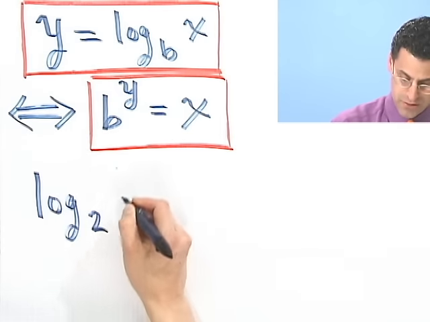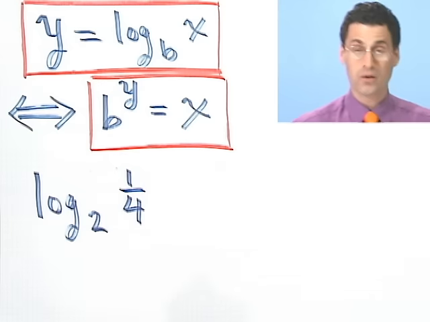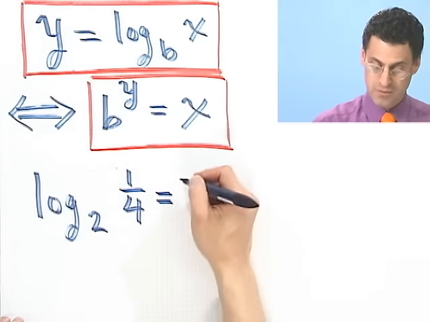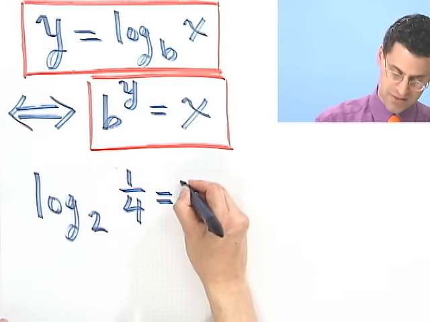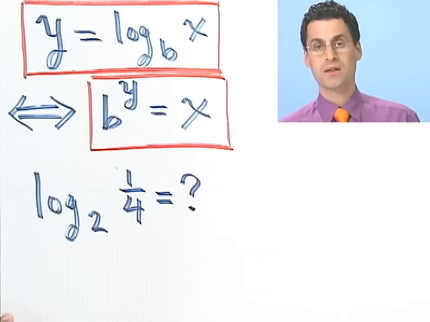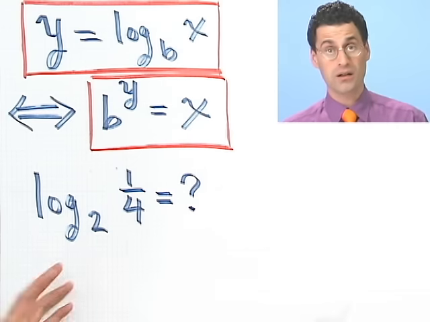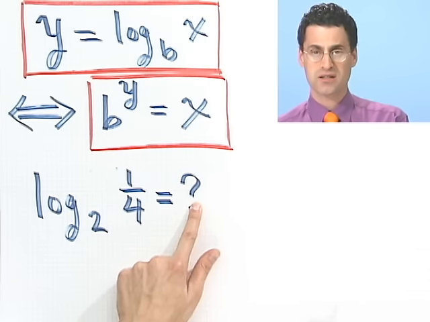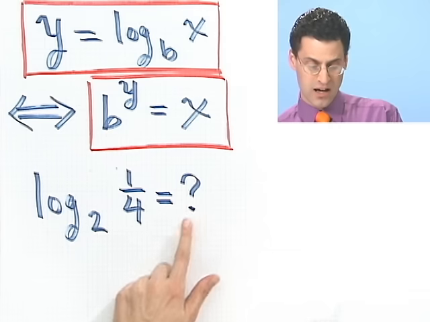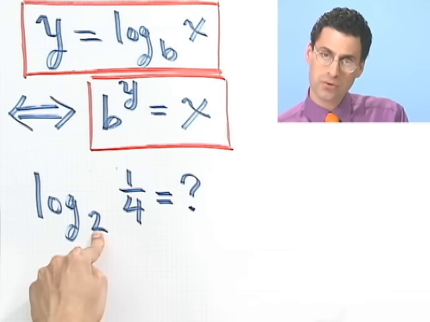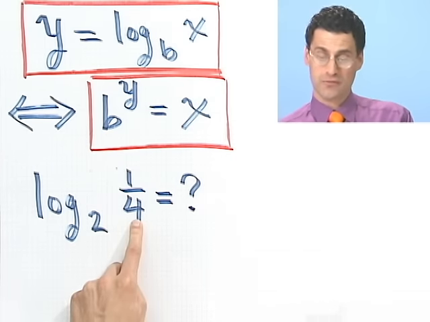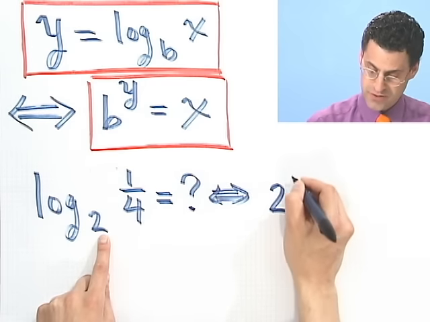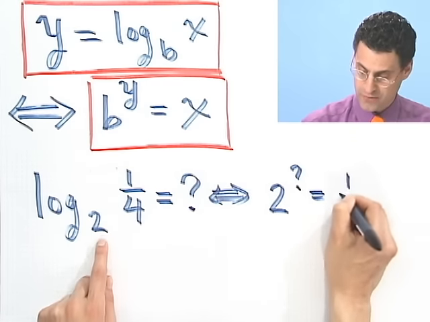All right, let's try some tricky ones. Log base 2 of a fourth. What in the world does that equal? Well, let's call that thing question mark, or you could call it y. I'll call it question mark just because I think it's sort of fun. What does question mark equal? Well, you remember the chant. A log is the exponent. So question mark is the exponent I have to raise the base 2 to in order to get a fourth. So this is identical to the fact that 2 to the question mark equals a fourth.